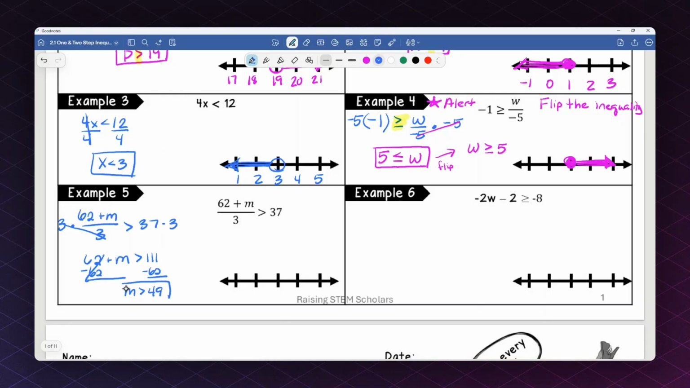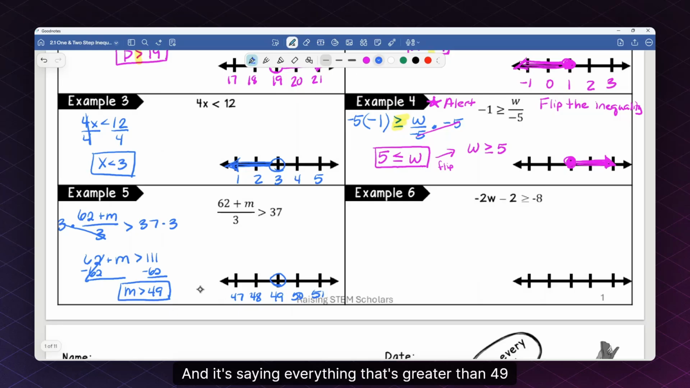So that's my answer. And then how we are going to graph it is I'm going to put my 49 here, 50, 51, 48, 47. I'm going to put my open circle at 49, and it's saying everything that's greater than 49 is true. So everything that's this way is true. Okay. We could test a point and see if it makes a true statement. Like if we pick the number 50, would that make it true? Is 50 greater than 49? Yeah, that's true. So it worked the way we shaded it.